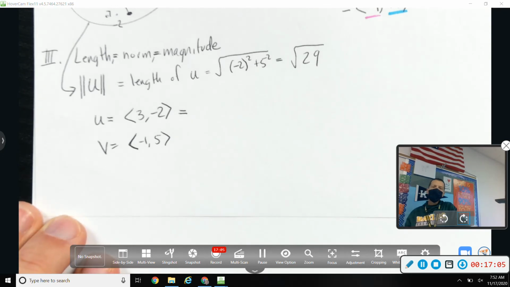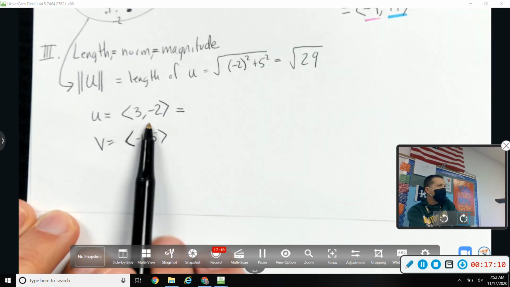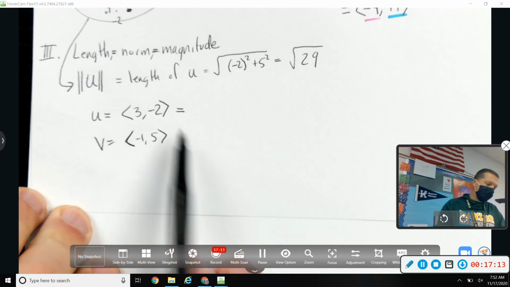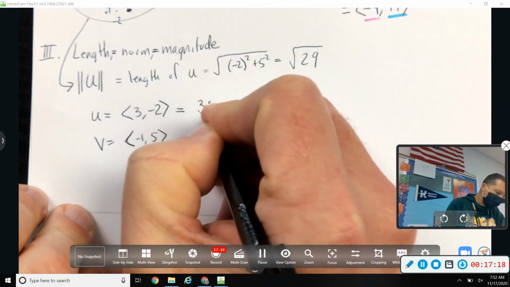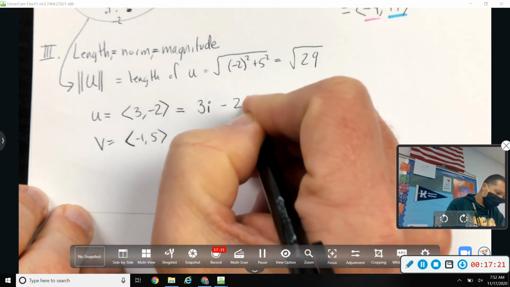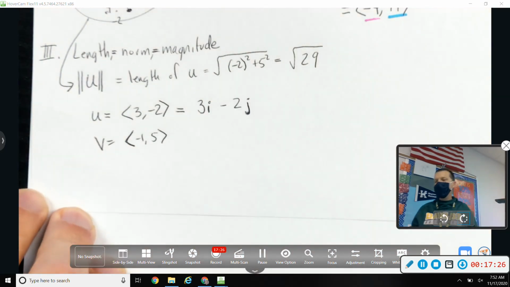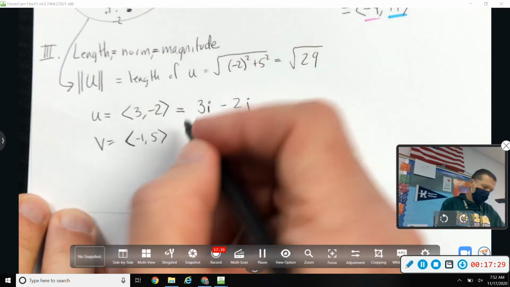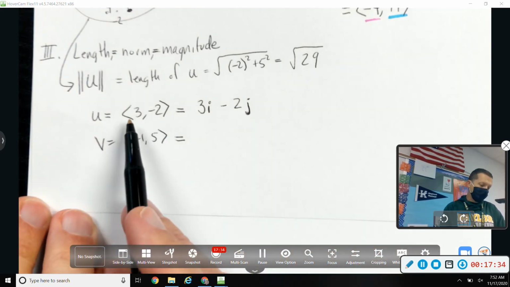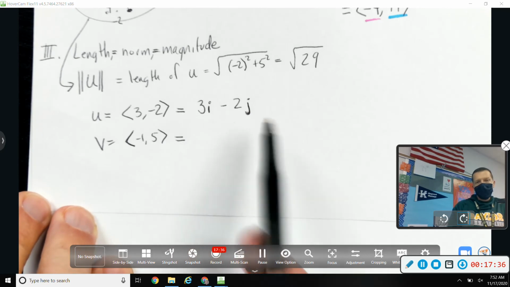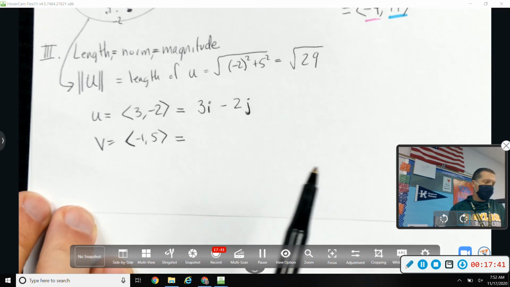There's also another way to write a vector. So this is kind of the ordered pair format. There's nothing wrong with that, but sometimes books and worksheets will write it with i's and j's. And i just means in the x direction, and j just means in the y direction. So that's the same thing. 3, -2 is the same thing as 3i minus 2j. Just different ways to write it.